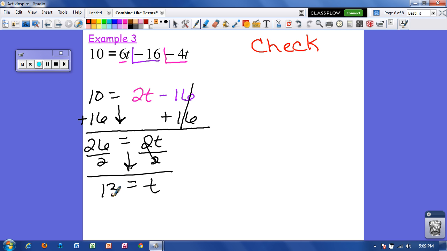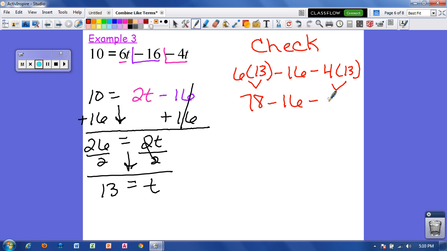So if t equals 13, then if I plug 13 in for both of these t's, our answer should be 10. So that means 6 times 13 minus 16 minus 4 times 13 should equal 10. Well, 6 times 13 would be 78. So 78 minus 16, and then 4 times 13 is 52, so we have minus 52. And then in your calculator, you can just put that entire expression in, and you should see that it equals 10. So it does check out.